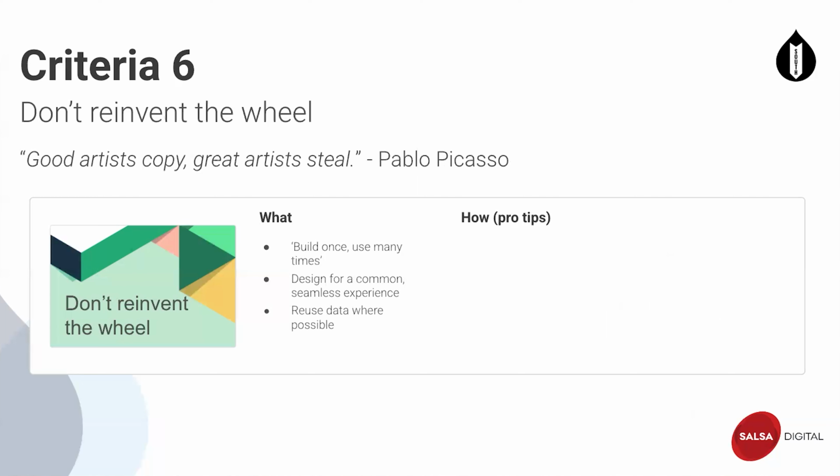Criteria number 6 is don't reinvent the wheel. So I was putting it to the audience at Drupal South, we've all heard don't reinvent the wheel, right? And no one said, I've not heard that. Of course, they didn't. We all know that.